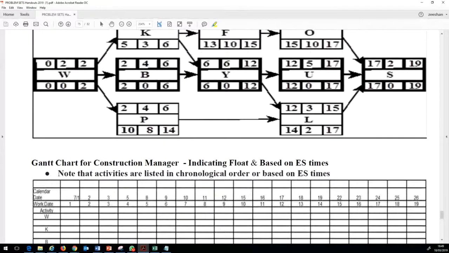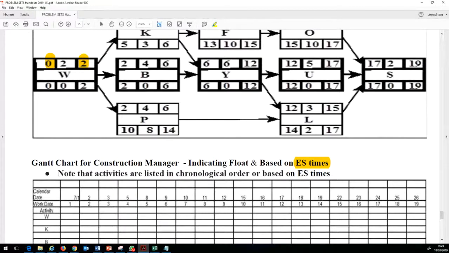So we can see in the very first activity, for the construction manager, we are drawing the bar chart using the early start timings. So we know that activity W is starting on month zero, which is the usual starting point, and completing on the second month.